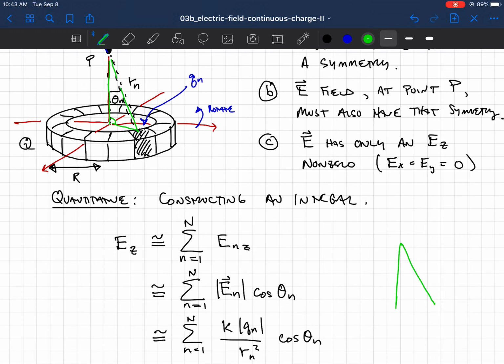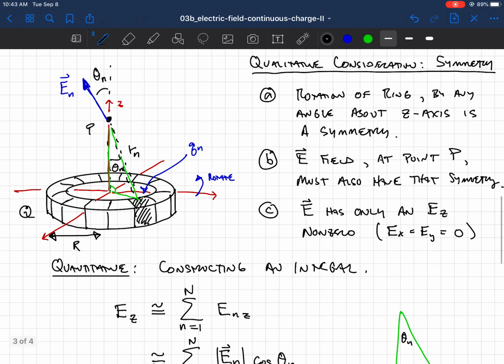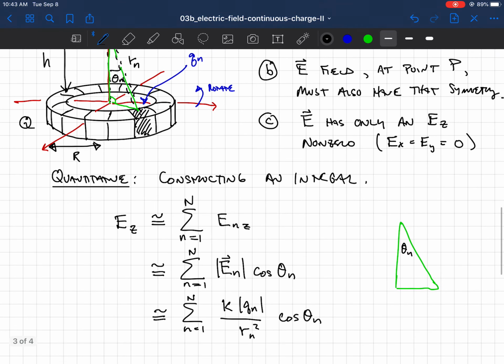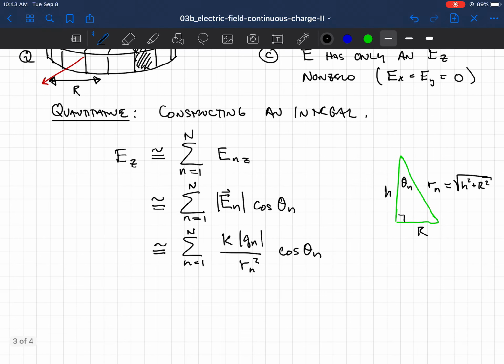That triangle looks like this, and our theta_n looks like this. So for cosine theta_n, I guess we need to specify how high above the plane we're talking about. This triangle has an h on this side. This is a right triangle, and this is the r. So we have r_n here, which is equal to the square root of h squared plus r squared, like that. So we see a couple things here. One is that cosine of theta_n can be written as h over r_n.